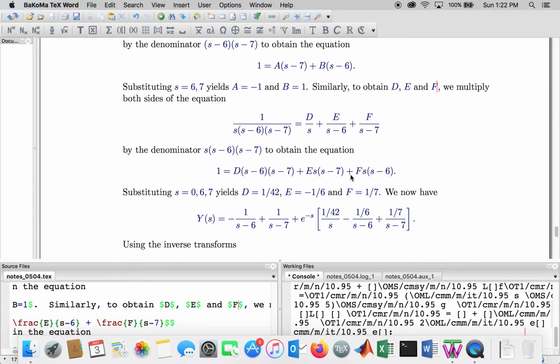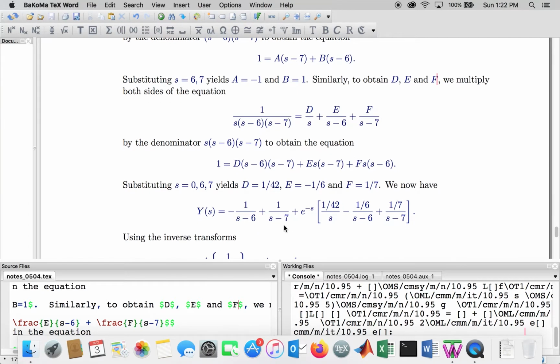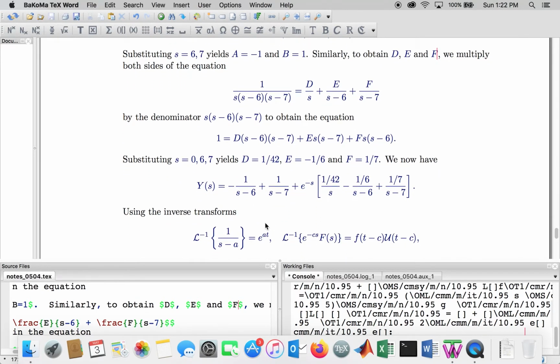So now I can fill in all my values, A, B, D, E, and F, right here. So those constants are filled in. Now for the inverse transform, I can use this exponential rule, because like this term, 1 over s minus 6 would give me e to the 6t times minus 1. This term would give me e to the 7t.